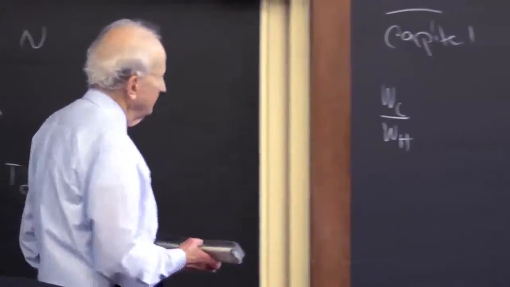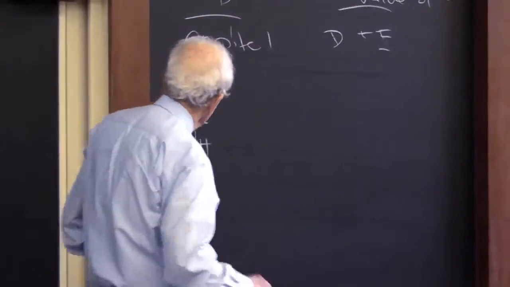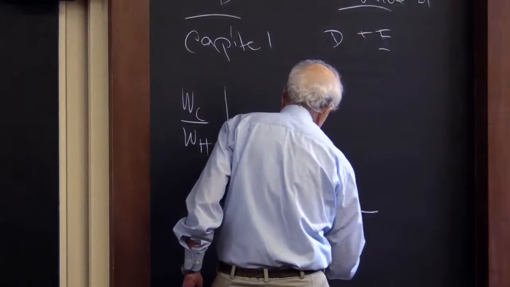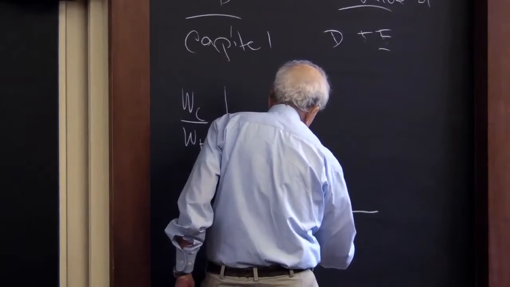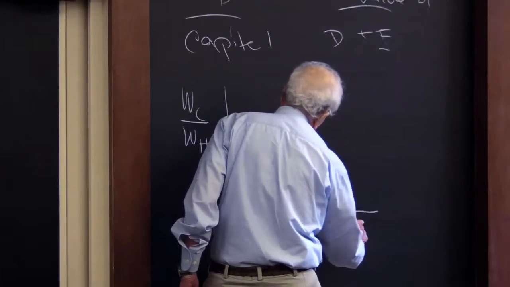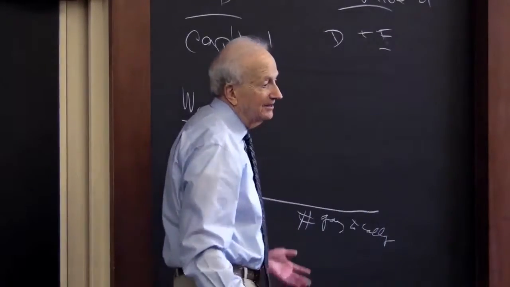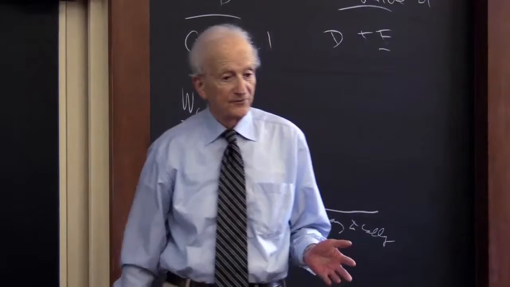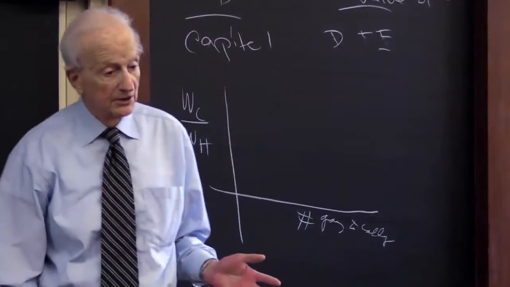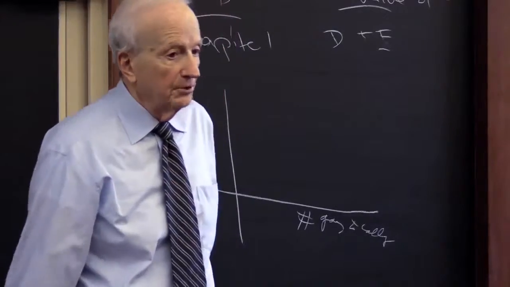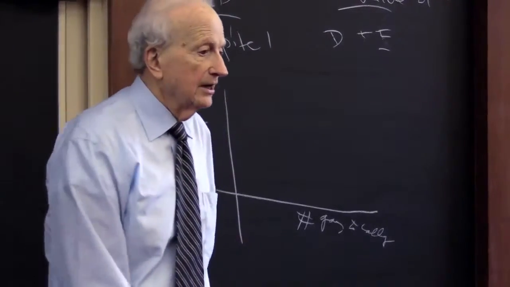Okay, so we have WC over WH. So let's say we have along this axis WC over WH. Along this axis, the number going to college out of some cohort. Maybe a steady state number. I like to think of this as the steady state number for the first look at the data. So steady state fraction of people college age who go to college.